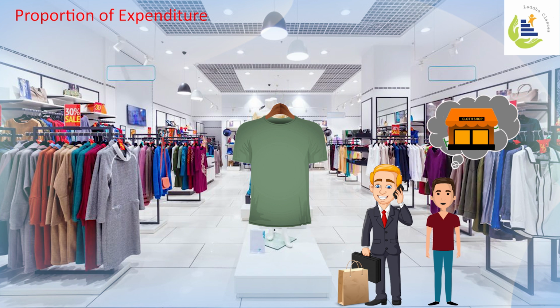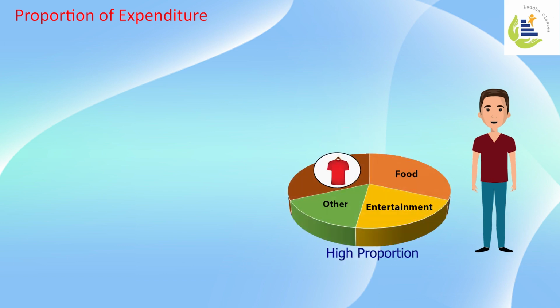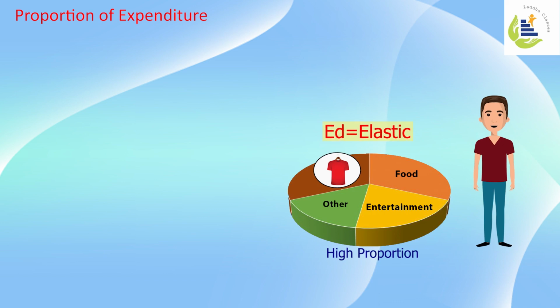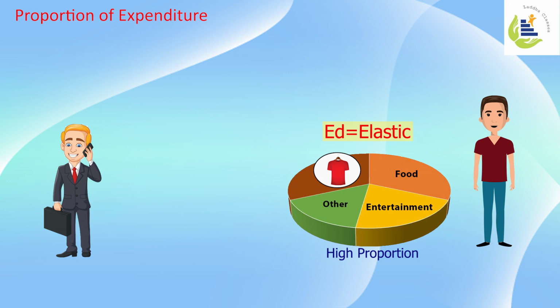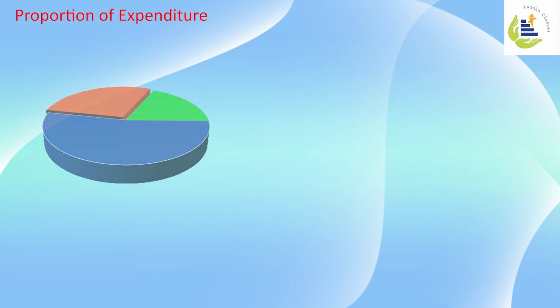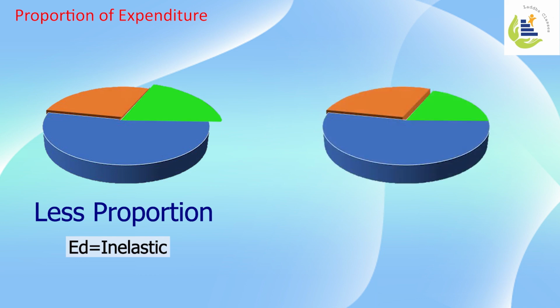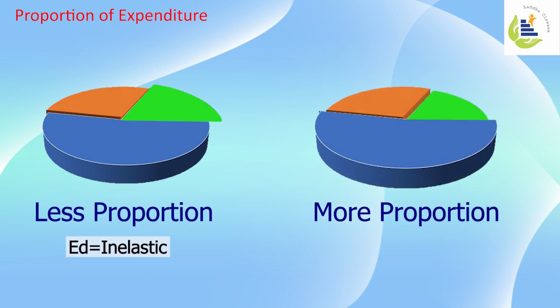So the demand for this person will change, since the proportion of that consumption is higher for low or mid-level income, and hence demand for it will change faster. But for a rich person, the proportion of expenditure on clothing will be very less. So for him, the demand will be relatively inelastic. In a nutshell, if the proportion of expenditure in the budget is less, then the demand is less elastic or inelastic. And if the proportion of expenditure is more, the demand is elastic.